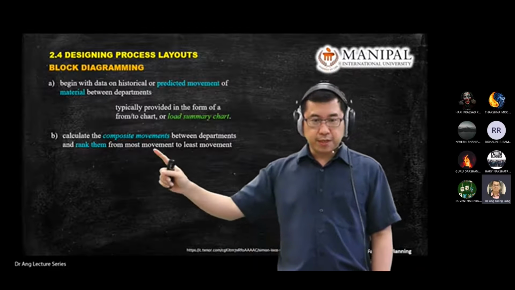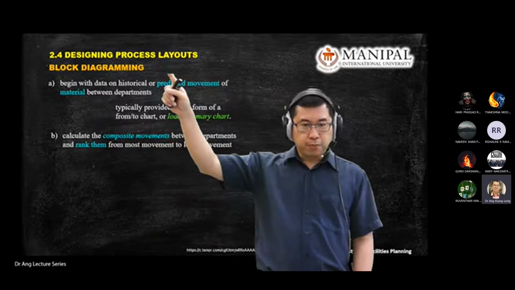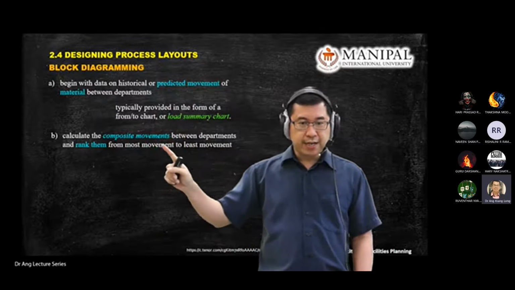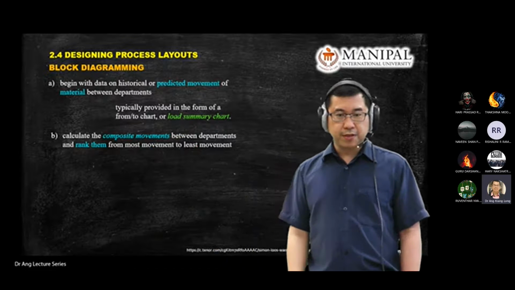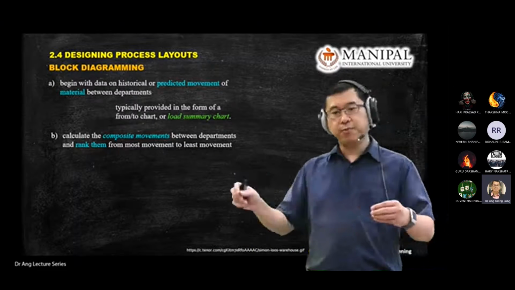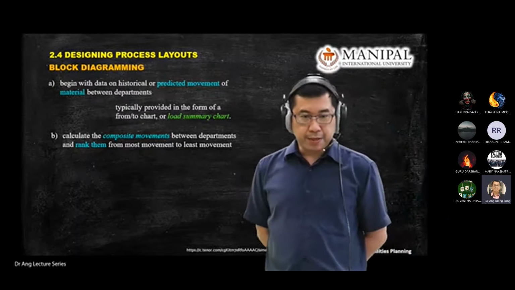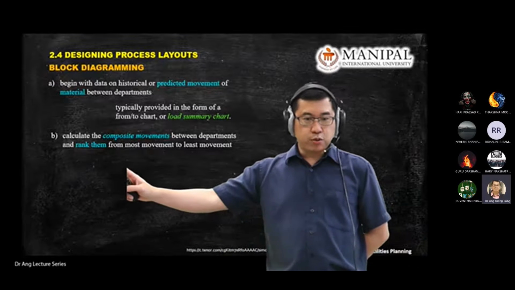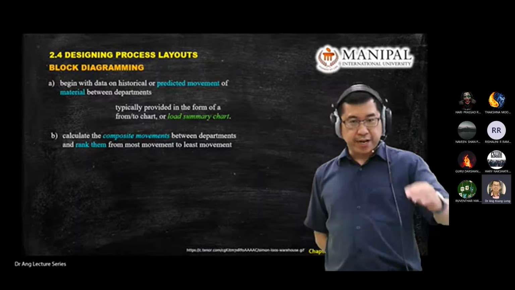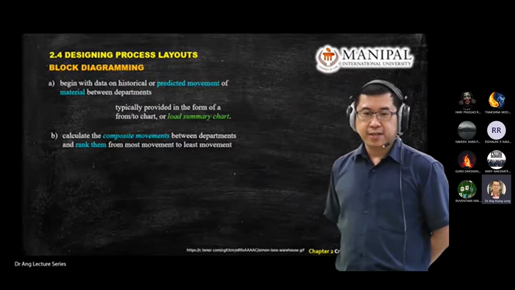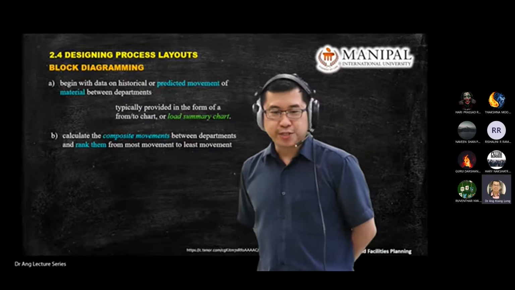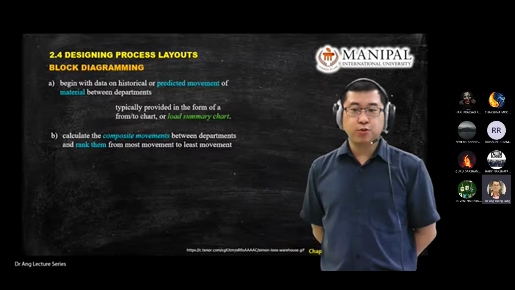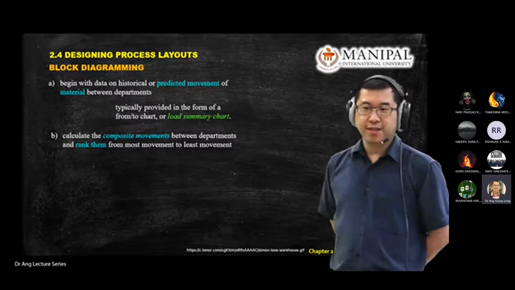For block diagramming, to define the calculation for movement, we use composite movement. Composite means there's a mixture of movement between departments, and then you do some ranking of their movement. Okay, first you observe and get the load chart. Next, you do the calculation for the movement, and then you do ranking.